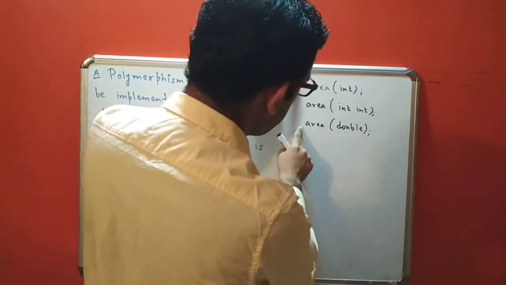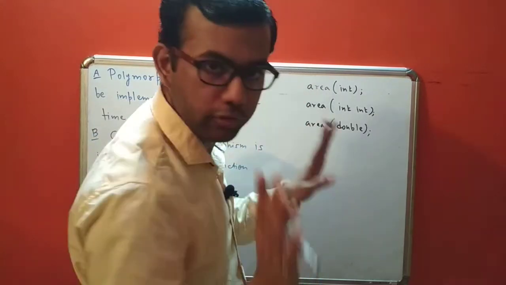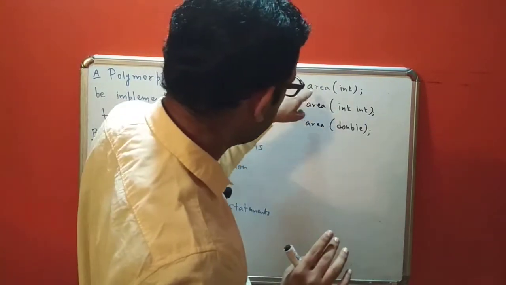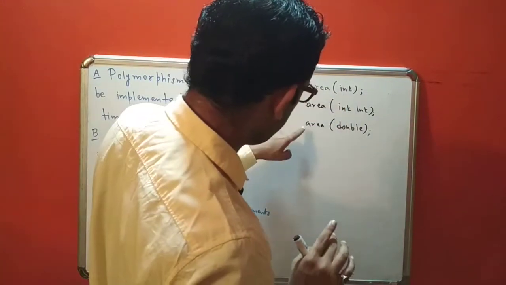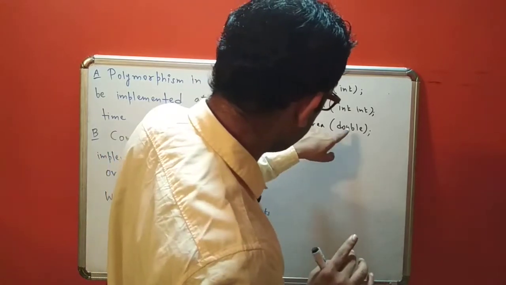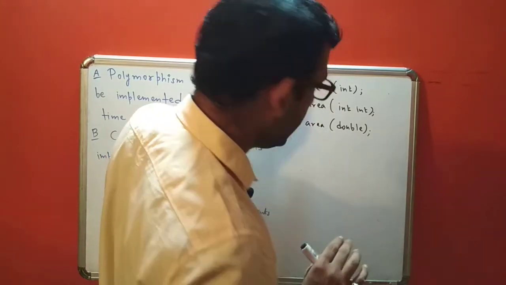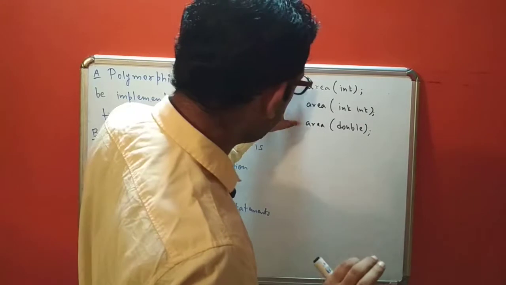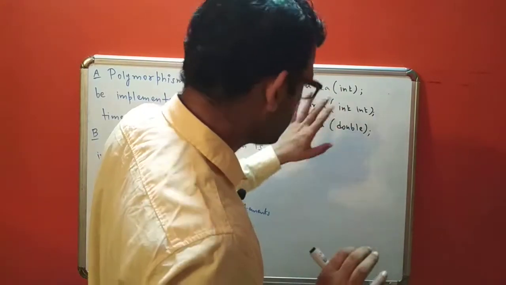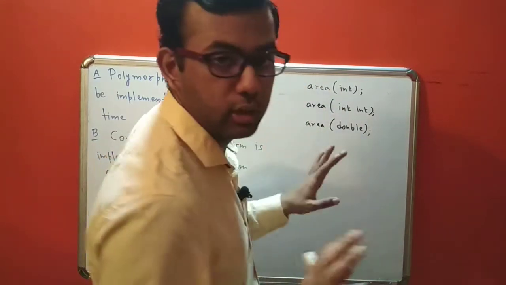So these two functions are differing not in the number of arguments, because the number of arguments that this function is expecting is 1. The number of arguments that this function is expecting is also 1. So they're not differing in number of arguments, but they're differing in types of arguments. So these two functions are said to be overloaded.